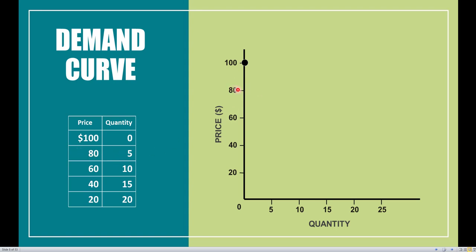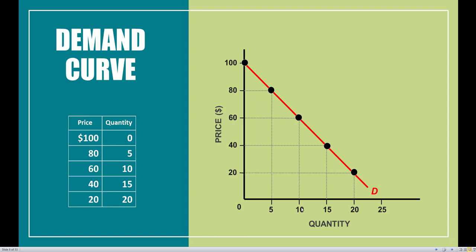At $80, it's going to be a quantity of 5. You put that point right there. 60 and 10 is right here. 40 and 15, 20 and 20. And then you connect the dots, our final step, our favorite step. And once you connect those dots, that becomes our demand curve. So no matter where we are on the demand curve, you are always going to have a price and quantity demanded combination. So here, just go straight to the demand curve. You can read price off of the vertical axis, and you can read quantity off of the horizontal axis. Very easy to read demand curves.